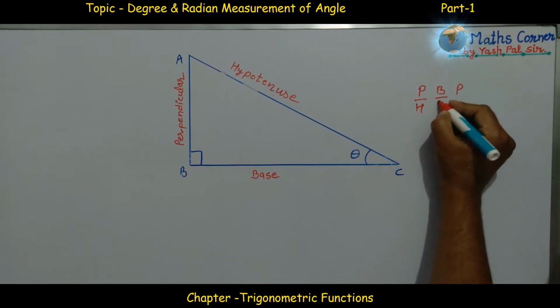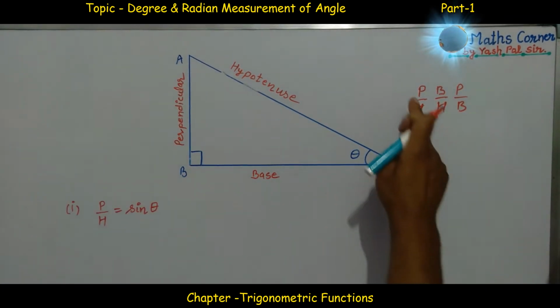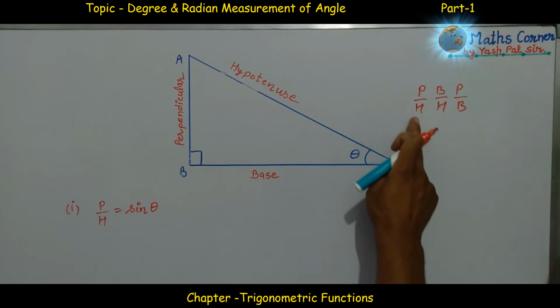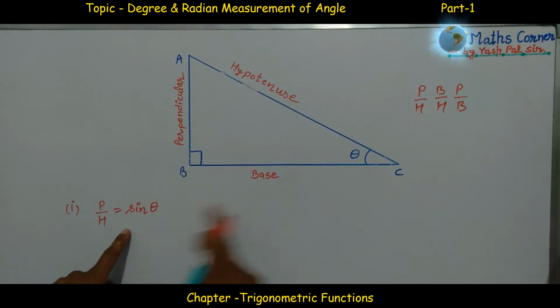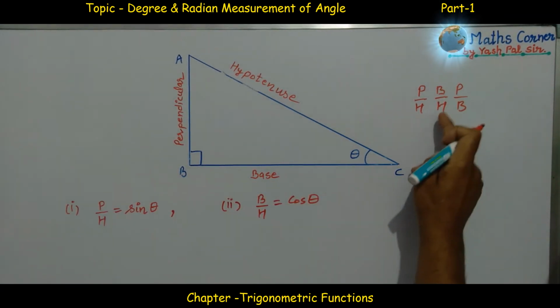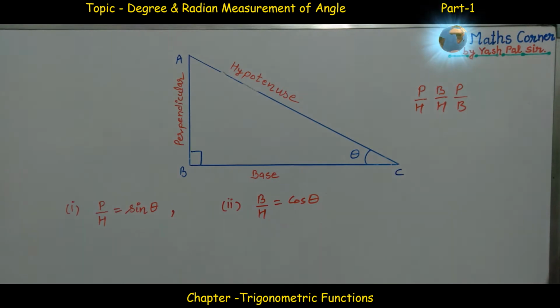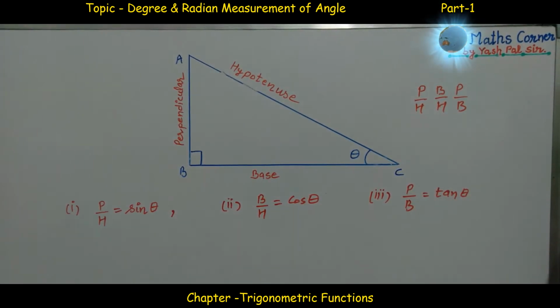Har Har Bole. Here, the first, P upon H, the ratio of perpendicular and hypotenuse, is called sine theta, for this angle theta. The second one, B upon H, is called cos theta. The third one, P upon B, is called tangent theta.